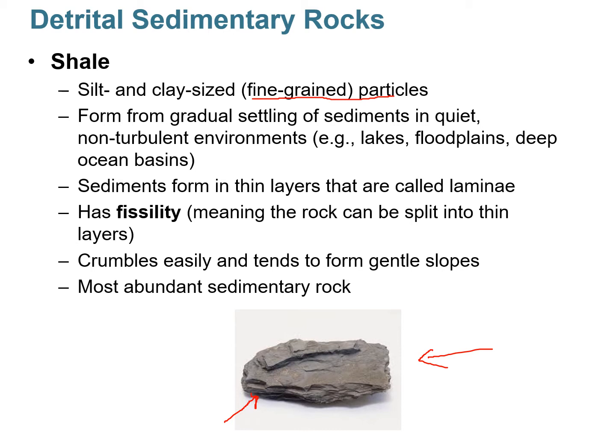They have weaknesses along these planes here. And those thin layers are called laminae. It crumbles easily, and it forms gentle slopes as a result when you see outcrops of it, like in canyons or ravines. And it's the most abundant sedimentary rock.